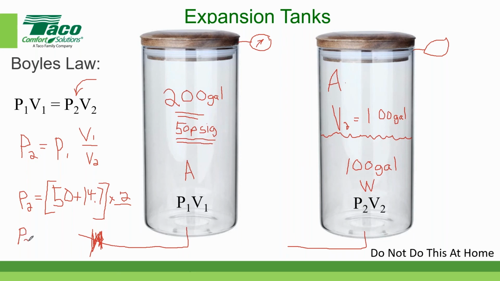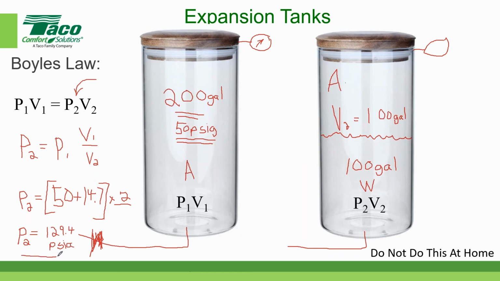PSIA, pounds per square inch absolute. So the final pressure is going to be equal to 129.4 PSIA. Let's see if I can squeeze that in there without losing too much time.